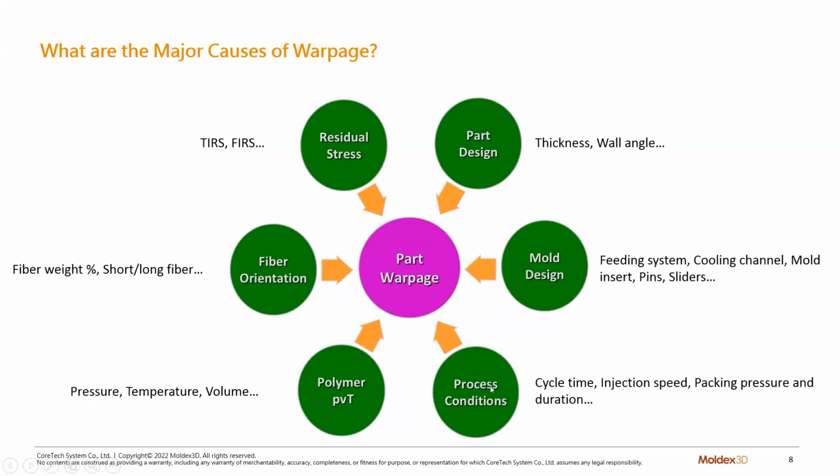Next, moving to the process conditions: something like our injection speed, cycle time, filling time, packing pressure, coolant type, cooling temperature, the coolant flow rate. Things coming under the process conditions will have influence on the warpage of the final product.